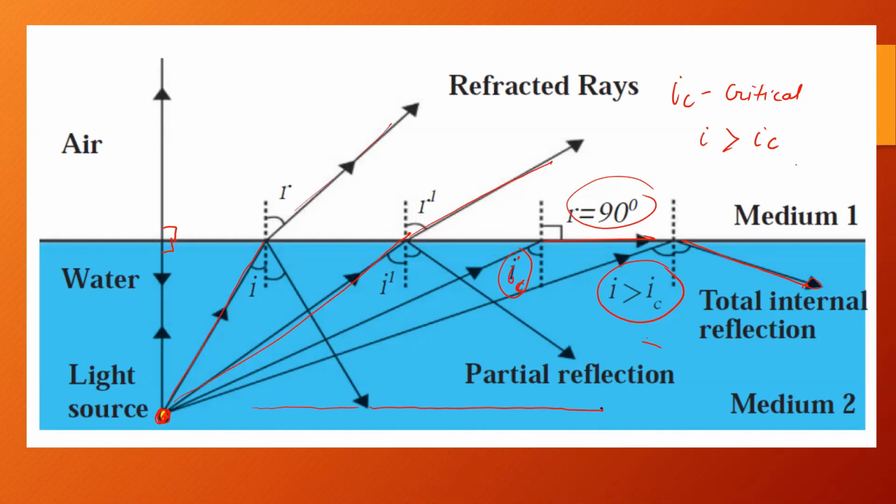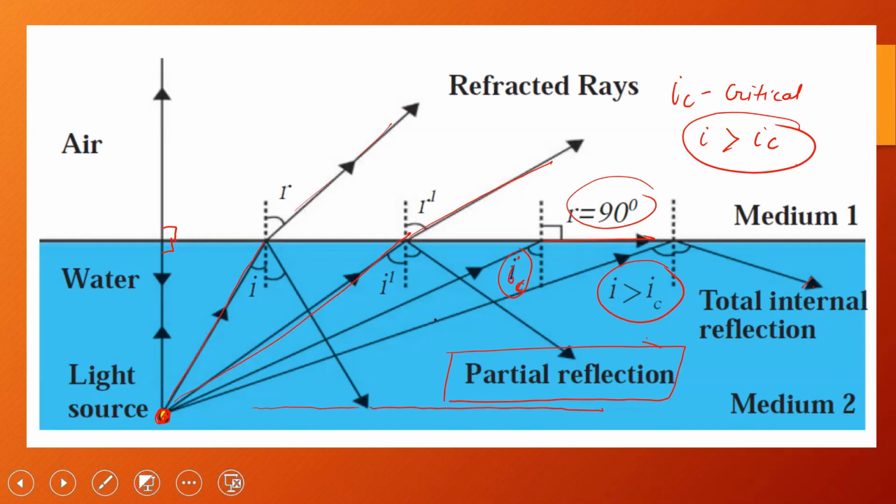Till here, till 1, 2, 3, what was taking place? Partial reflection was taking place. That is, some part was getting refracted, some part was getting reflected. This is partial reflection. But when it achieves this condition, that the angle of incidence becomes greater than the critical angle, all these rays are internally reflected. It goes inside over here itself, right? So this phenomenon is called total internal reflection.